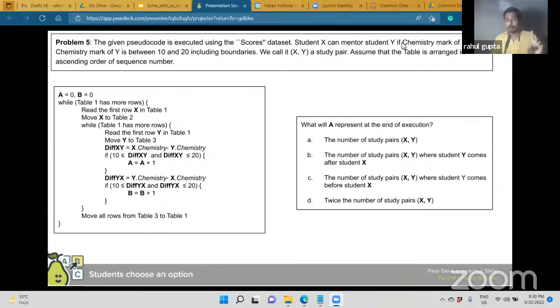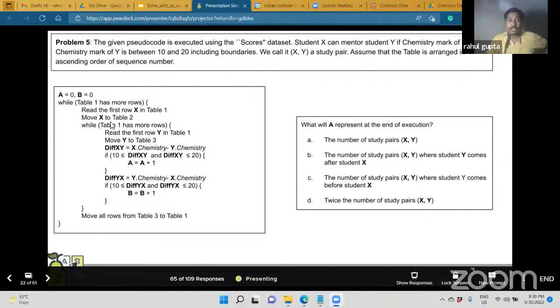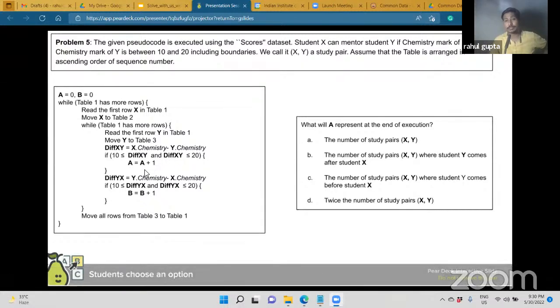One thing to remember is that I am choosing a top row and then I'm removing it. I'm not considering it ever. See, I'm moving it to table 2. I'm not using table 2 anywhere, so that is not going to come back again. Okay, so if it is going to A, then X and Y is making a pair and X is coming before Y, right? That is why option B is correct.